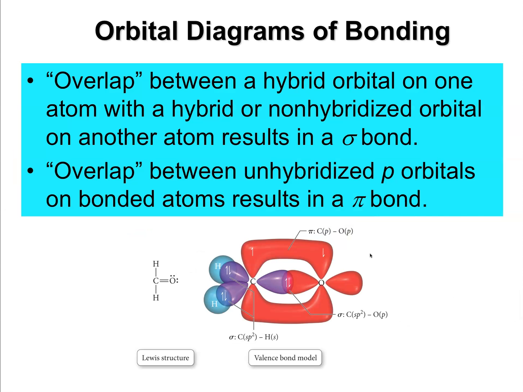So, orbital diagrams of bonding. The overlap of atomic orbitals ends up making our molecular orbitals. And in this example, as we're seeing below, again, we have a hybrid orbital with an unhybridized orbital, and then the overlap of the unhybridized p and another unhybridized p gives us our pi bond. Questions on this one?